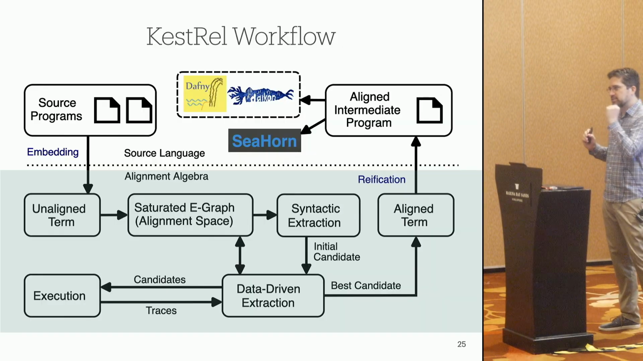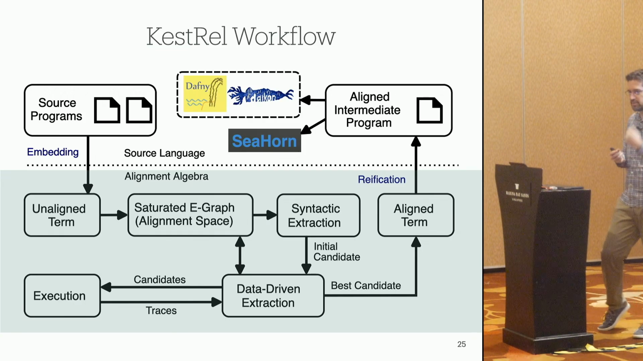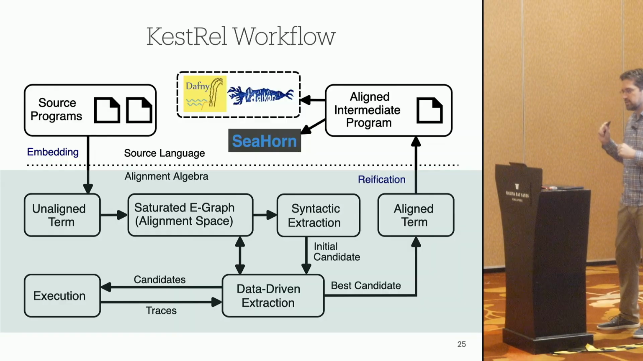We put that term into an e-graph and saturate it with the rewrite rules from our algebra. Then we go into this data-driven loop where we find nearby alignments, run the aligned programs to come up with execution traces, and converge onto some alignment that seems ideal. Then we take that alignment that we found and reify it back into the source code language again to get some aligned single program that we can then hand off to single program tools.